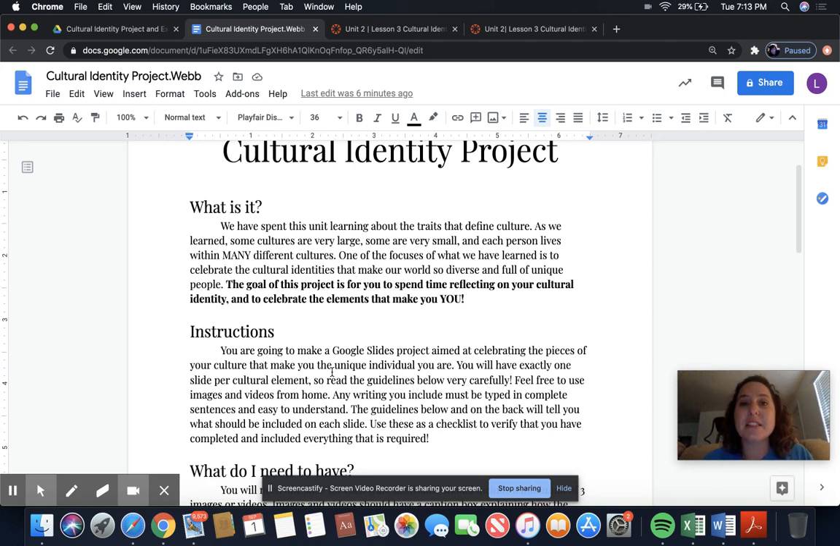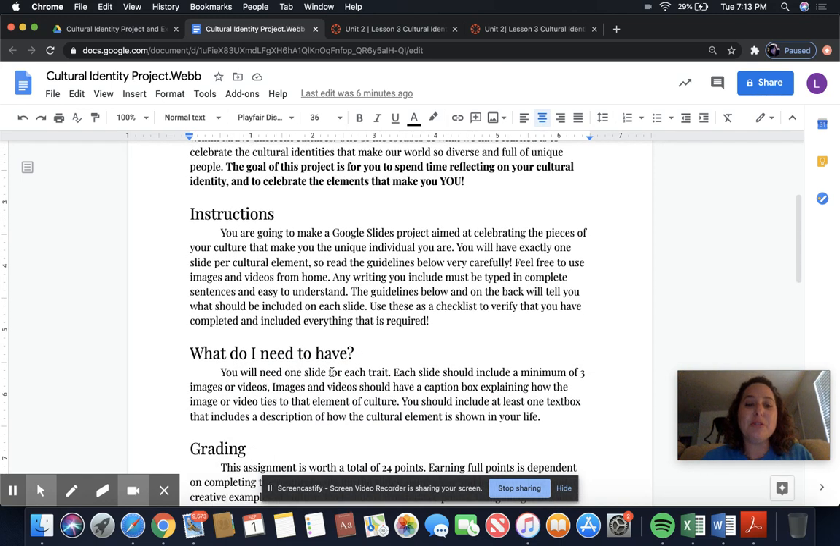Tell me about the things that make you unique and make your family unique to everybody else, all right? So instructions: you're going to make a Google Slides project aimed at celebrating the pieces of your culture that make you the unique individual you are. You will have exactly one slide per cultural element, so read the guidelines below very carefully.